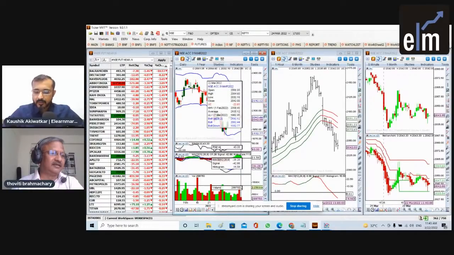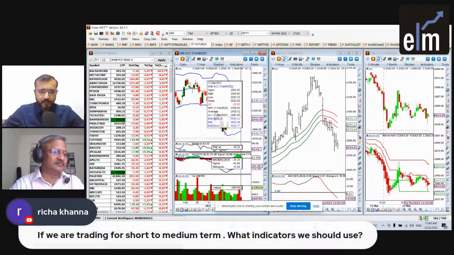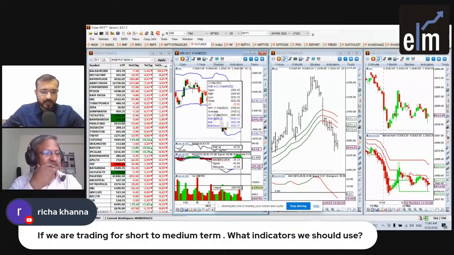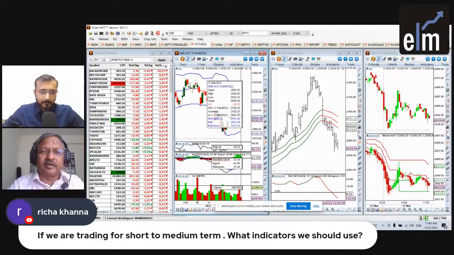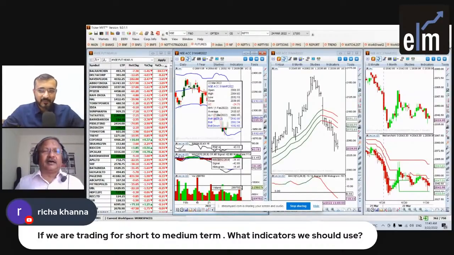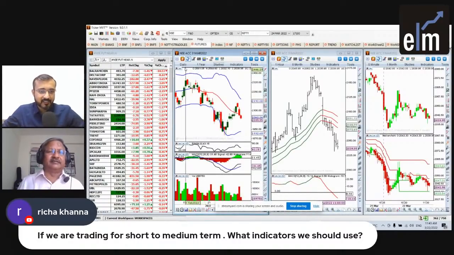There's a question from Richa: if we are trading for short to medium term, which indicator should we use? Short to medium in the sense of 1 to 2 days. I'll consider intraday. Short term is intraday only. That's the reason I have given setups like this: daily, hourly, and 5 minutes.